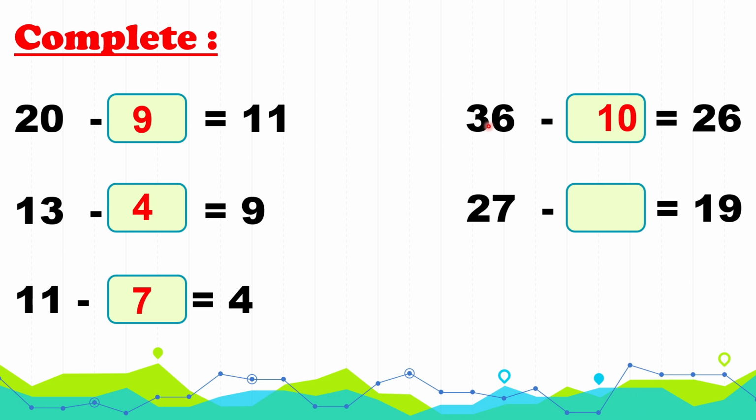27 minus what equals 19? 19 is the smallest number, so I'm going to count after 19: 20, 21, 22, 23, 24, 25, 26, 27. So I have 8 fingers on.